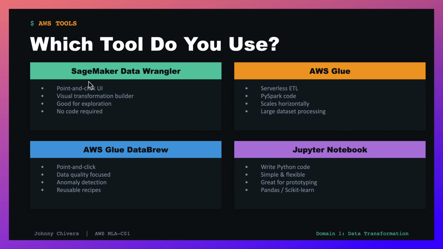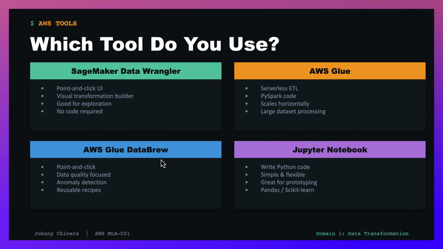So SageMaker Data Wrangler is a UI, so it's point and click. When you need something that you don't want to code and you want to drag and drop and need a visual, you should be thinking SageMaker Data Wrangler. AWS Glue is for serverless ETL. It can do PySpark and Python code and scales horizontally for large data sets. So that's important. Large data set ingestion, think AWS Glue. Also, when you see serverless ETL, think AWS Glue for the certification.